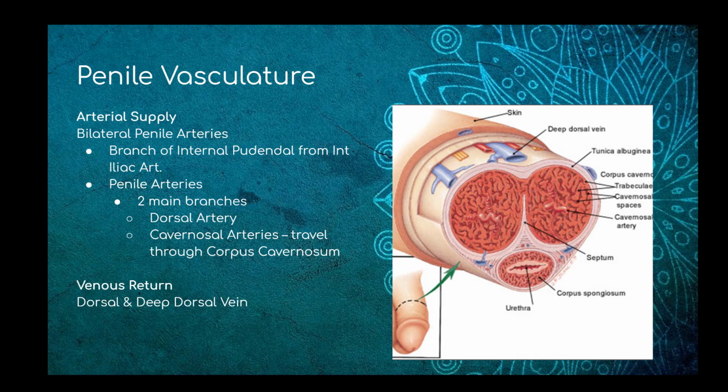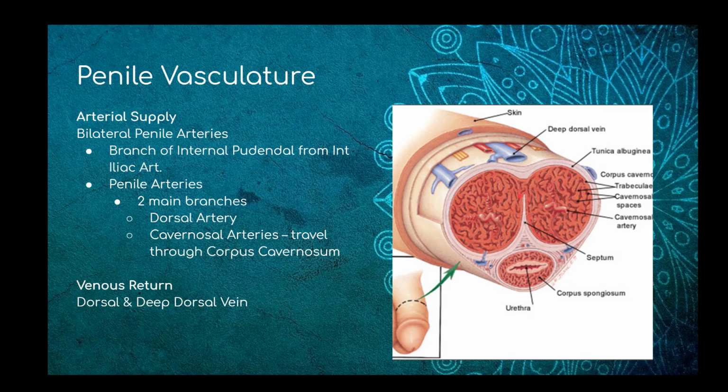Vasculature to the penis is important. That's the whole reason it does what it does. The arterial supply to the penis comes from the pudendal arteries, which branch off of the internal iliac arteries. Remember, we have the aorta, which branches into the common iliacs, which then branch into the external and internal iliacs. So the pudendal arteries come from the internal iliac arteries, and then those are going to come in to be the penis arteries.